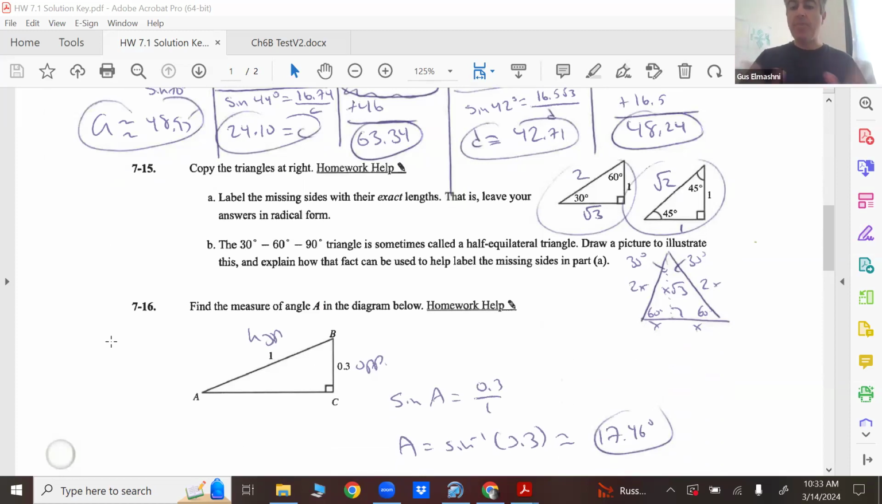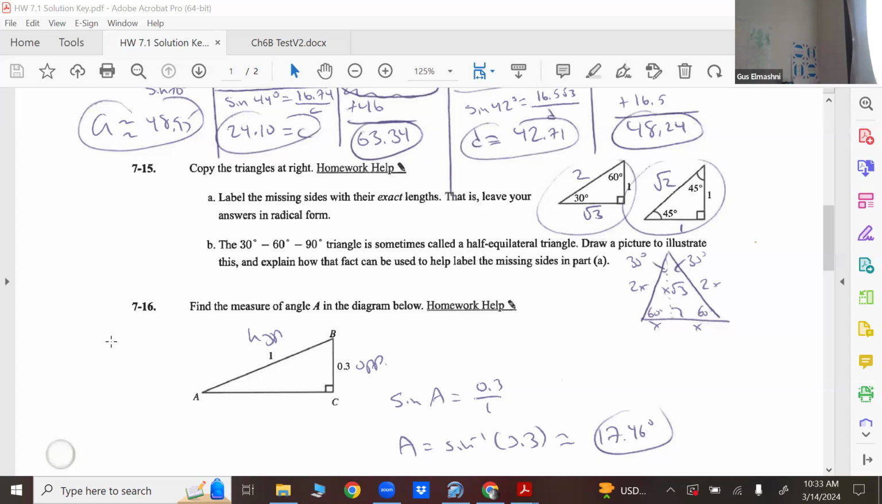Label sides. We know 30, 60, 90 is 1, root 3, and 2, and 45, 45, 90 is 1, 1, root 2. And why is 30, 60, 90 half of an equilateral triangle? Well, equilateral triangle, what does that mean? It's equilateral: all sides are the same, all angles are the same. Split that in half, you get 30, 30, and that's 60, 60, hence 30, 60, 90.